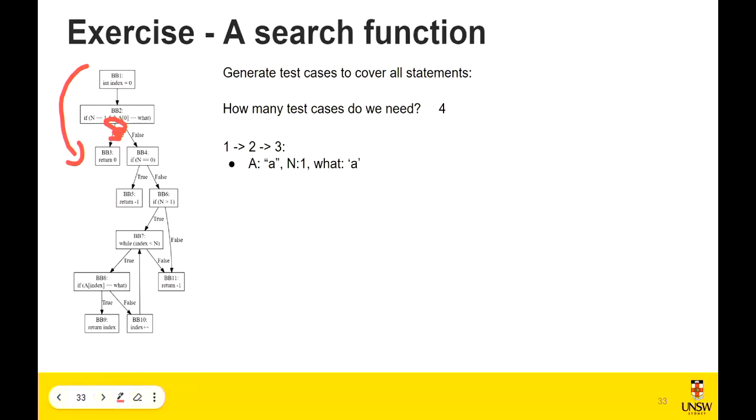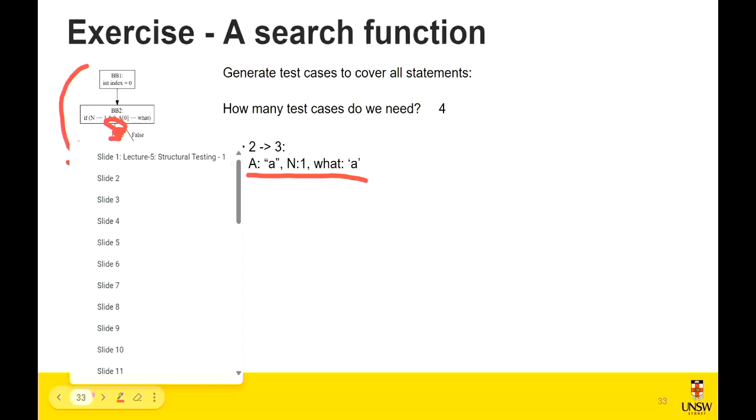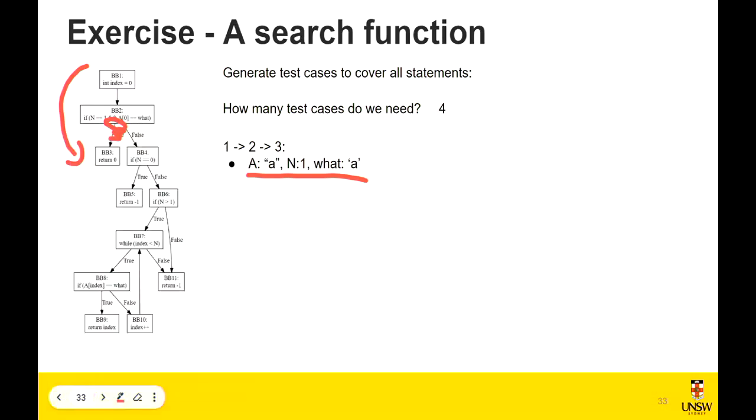And in this case, what we can have is this test case. So we just need to satisfy n equals 1, and the first character of A equals the character we want to search for, and this will return us 0. Which means that the character is found at the first byte of the string.